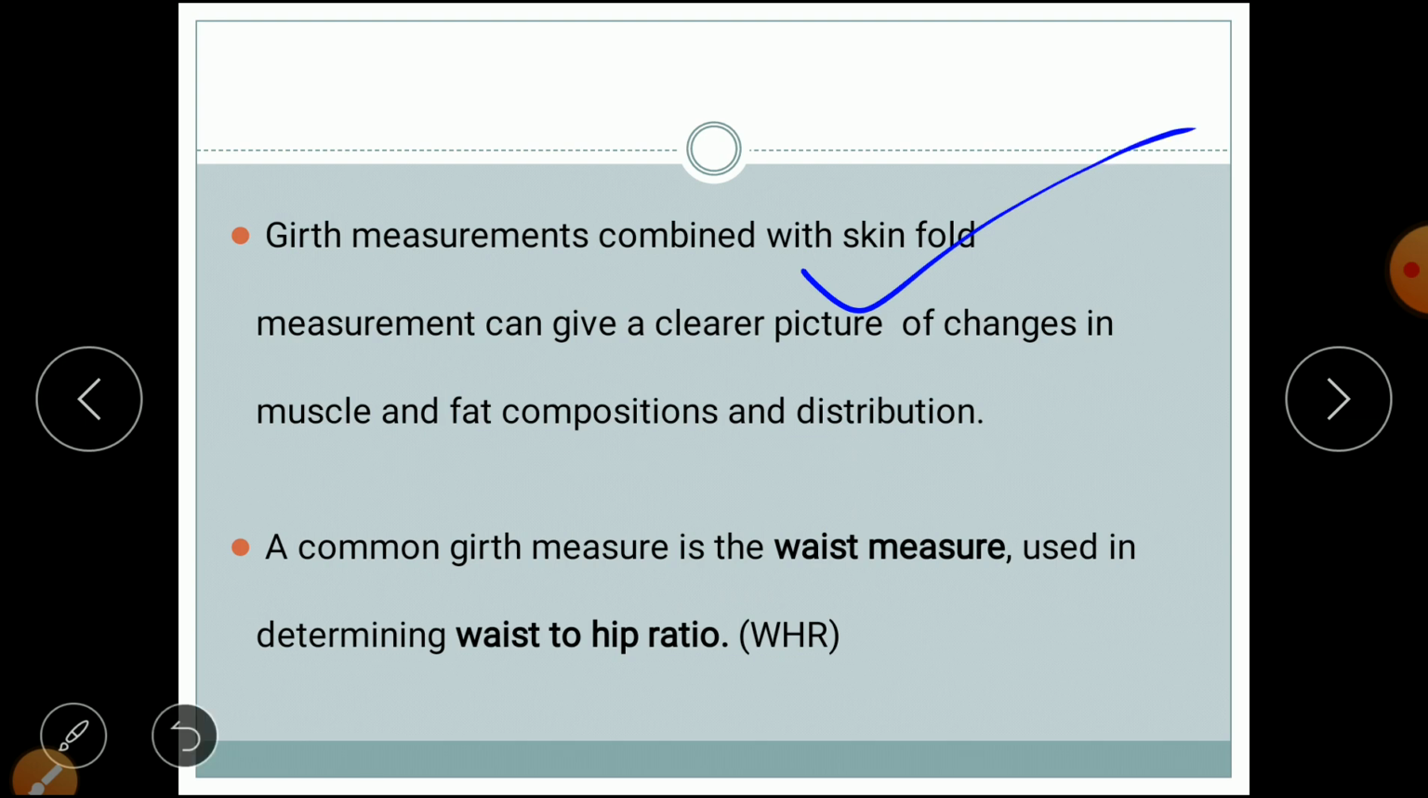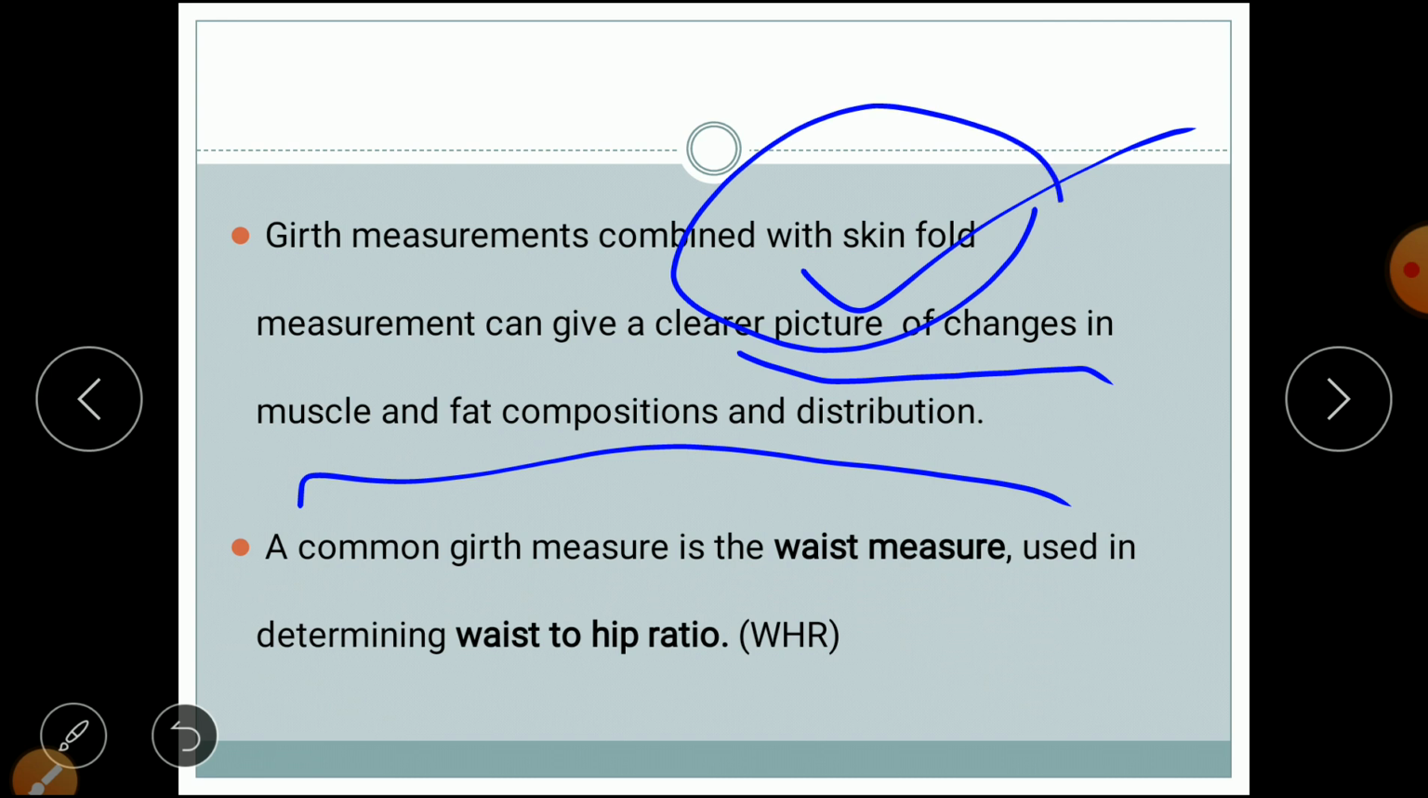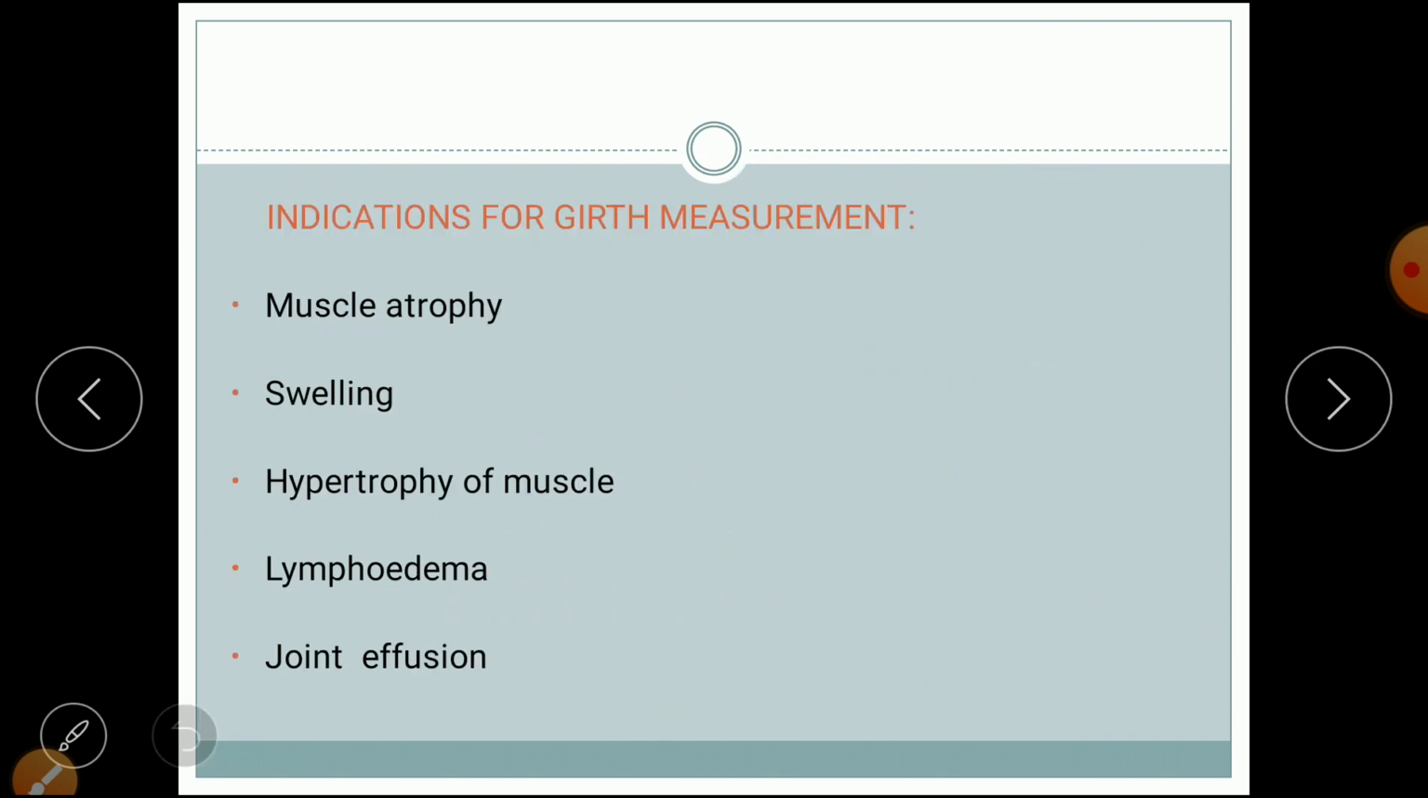Girth measurement is sometimes combined with skinfold measurement, and it gives a clear picture of changes in muscle and fat composition and distribution. Skinfold measurement is a different technique, but sometimes it is used in combination with girth measurement. A common girth measure is the waist measure used in determining the waist-hip ratio. We will see further what the waist-hip ratio is.